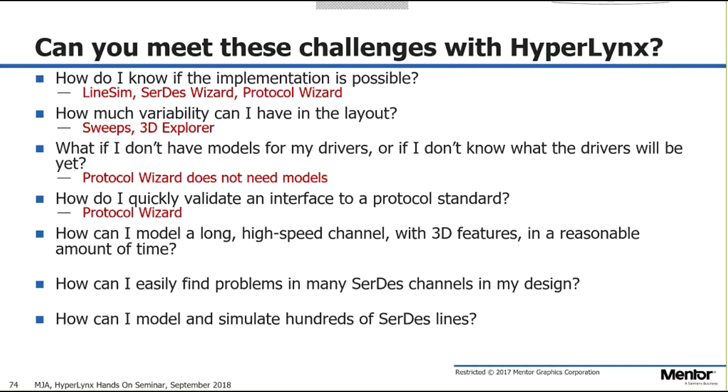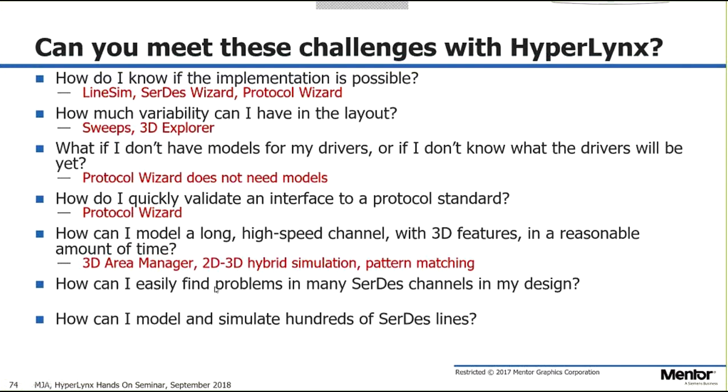How can I model a long, high-speed channel with 3D features in a reasonable amount of time? We've got the 3D Area Manager we showed you. We find those areas, and then after we've generated the S-parameter models, we can do a hybrid simulation, which is pretty quick. I mean, it runs a lot quicker using that hybrid approach than doing a full 3D. And then the pattern matching, so I don't have to create full 3D via models for all via models. I mean, if I'm using the same via pattern over and over again, let's just use one model for all of those.